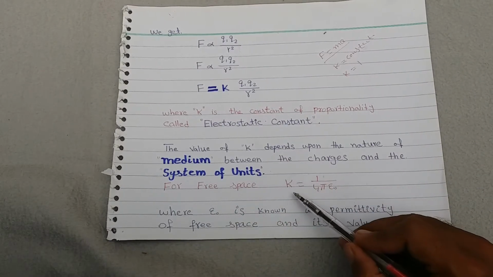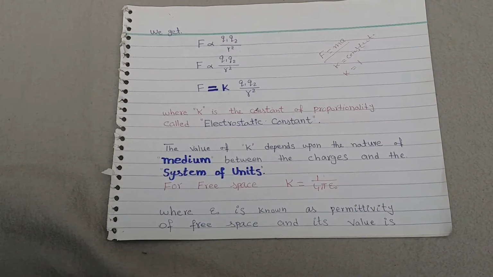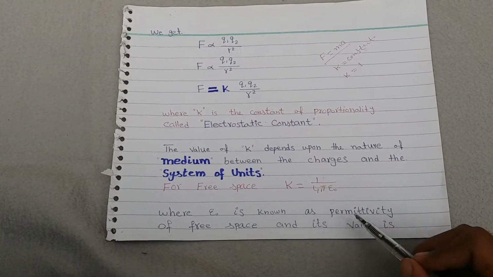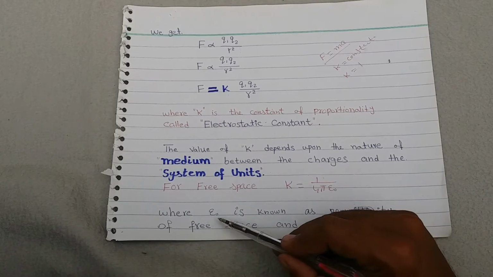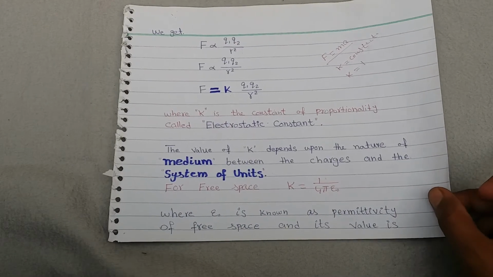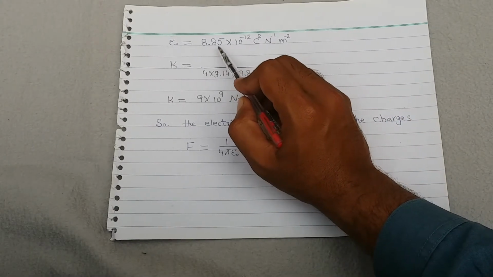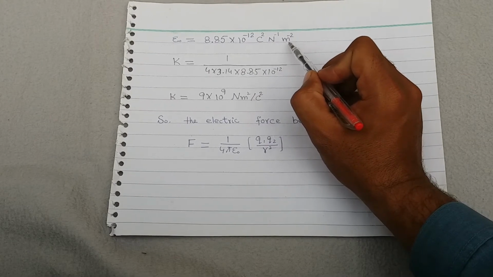So we can say that the value of K is equal to 1 over 4 pi epsilon naught, because it is a constant and it is experimentally proved. It is not my own words. K is equal to 1 over 4 pi epsilon naught, where epsilon naught is known as the permittivity of free space. Its value is 8.85 times 10 to the power minus 12 Coulomb squared per Newton per meter squared.